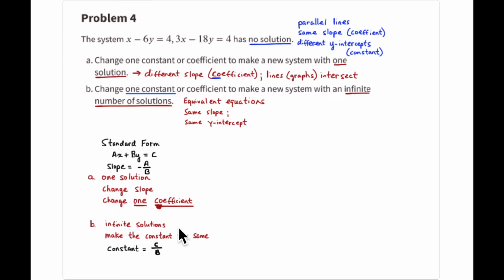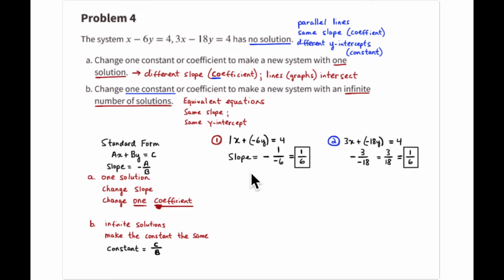And for B, it says write a system of equations that has an infinite number of solutions. Well, they already have the same slope, so they are parallel, and now we're going to make them graph right on top of each other. So they're going to be the same solution, the same equation. You do that by changing either this constant, this 4, and the y-intercept calculated from this 4 to match this equation, or this 4 to match this equation.